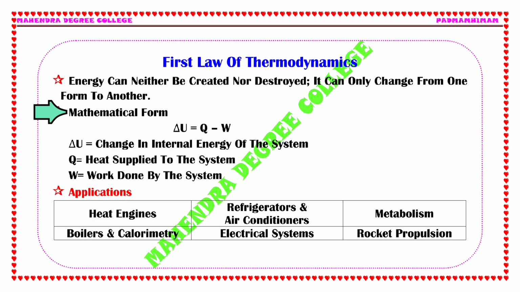Example: boiling water in a closed vessel. Heat Q is supplied from the stove. Part of it increases the water temperature, means delta U. The rest of it may cause expansion of steam, means W.